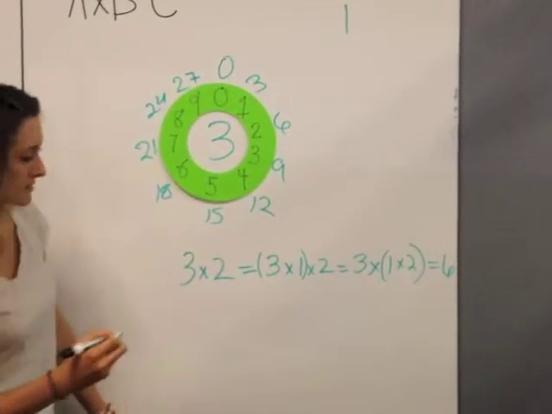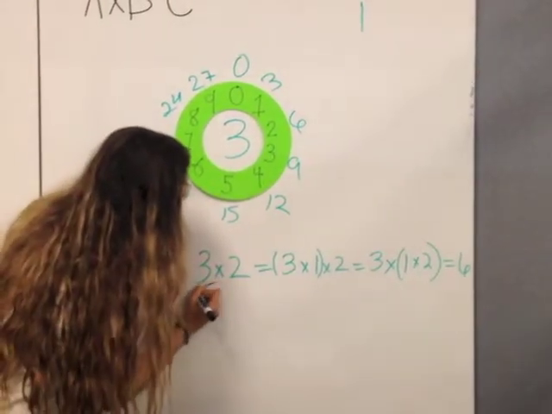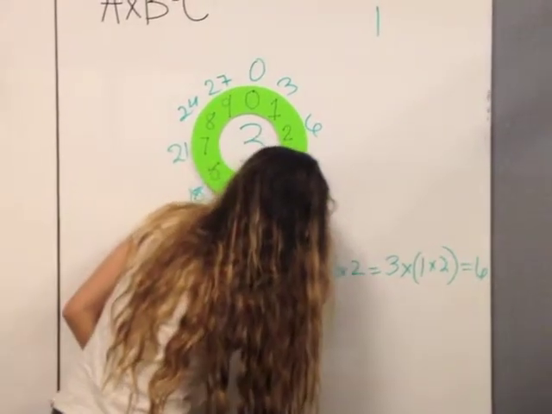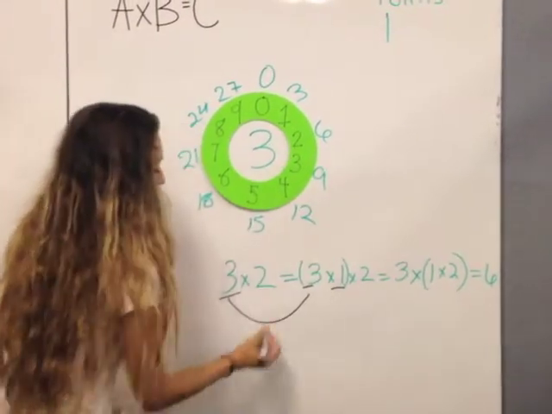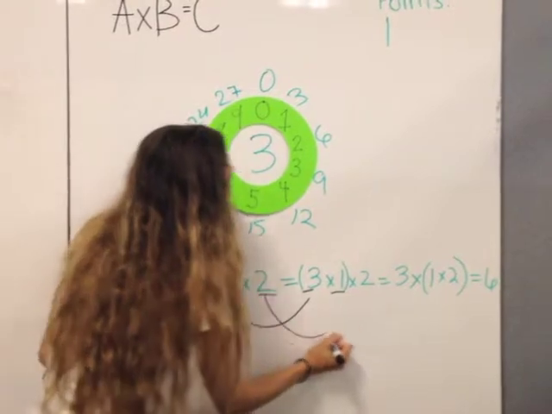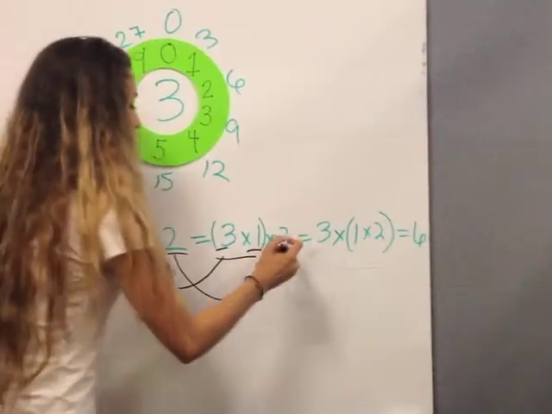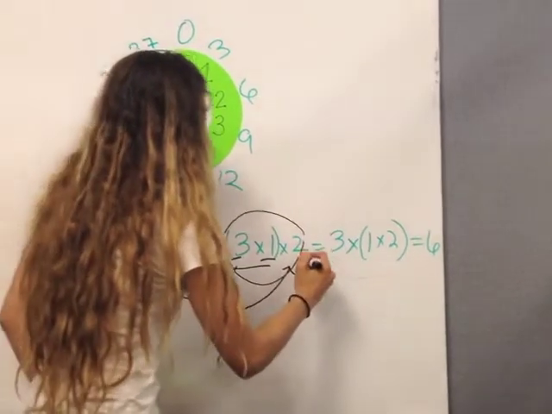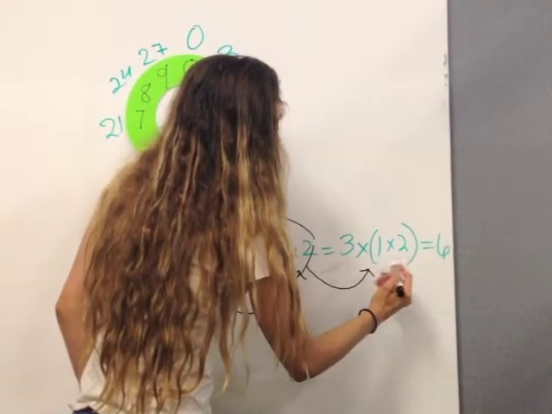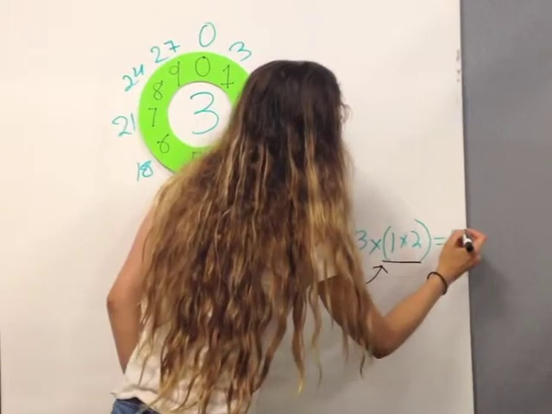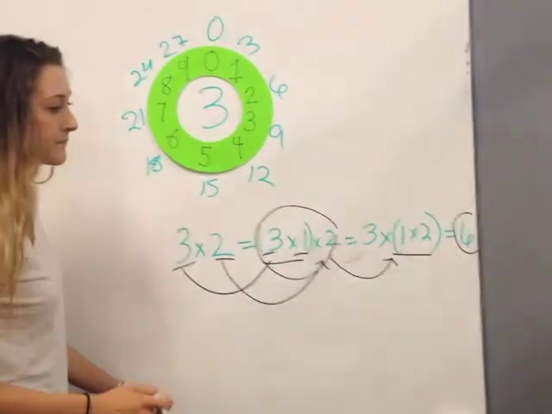Let's look at the associative property. We're going to take this 3 and break it up into 3 times 1. Then we're going to take this 2 and bring it over here. Next, we're going to take our same equation and transfer it over here and move our parentheses, and we get our answer of 6.